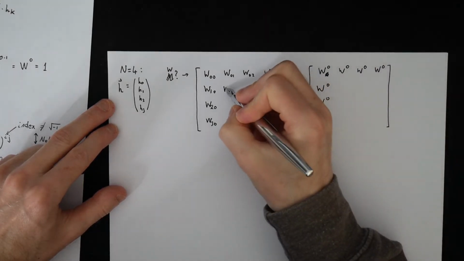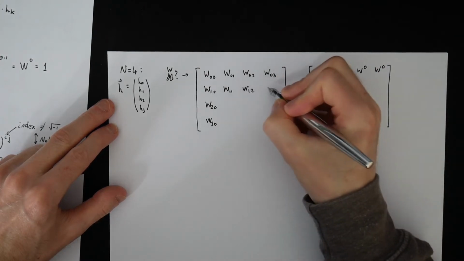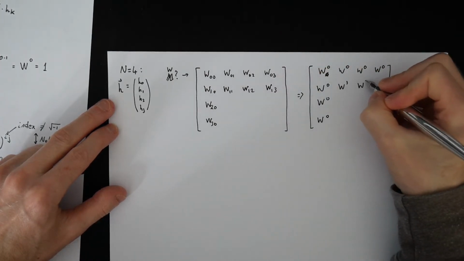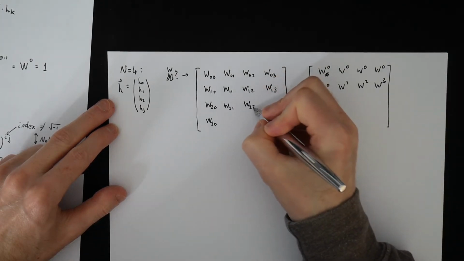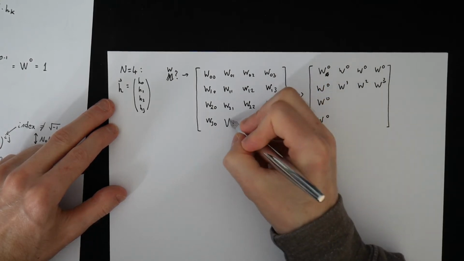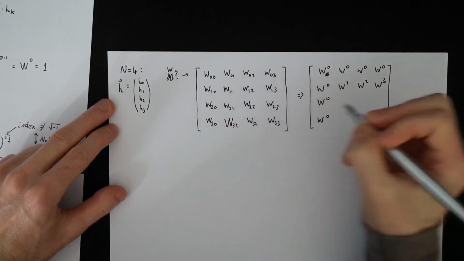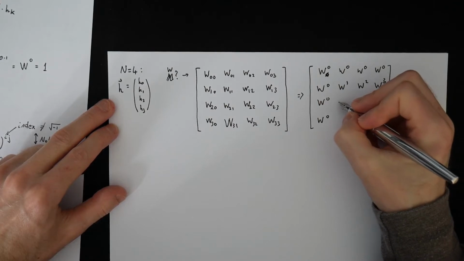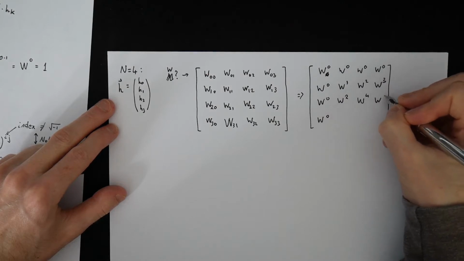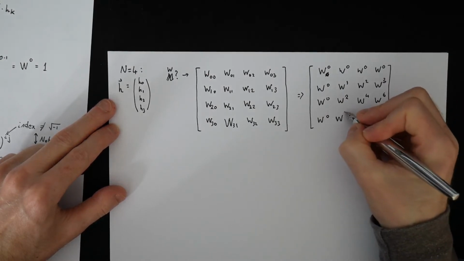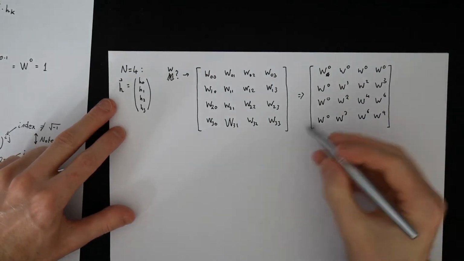Let's do a few more here. So W11, well, 1 times 1 is 1. So you have W1. This one is W12, W13. So you have W squared, W cubed. W21, W22, W23. We'll just do them all. W31, W32, W33. And here we have W2, W4, W6, W3, W6, W9. And now we can write out what those values are.